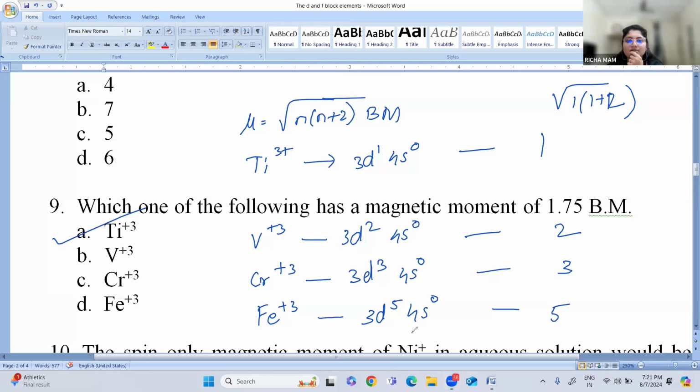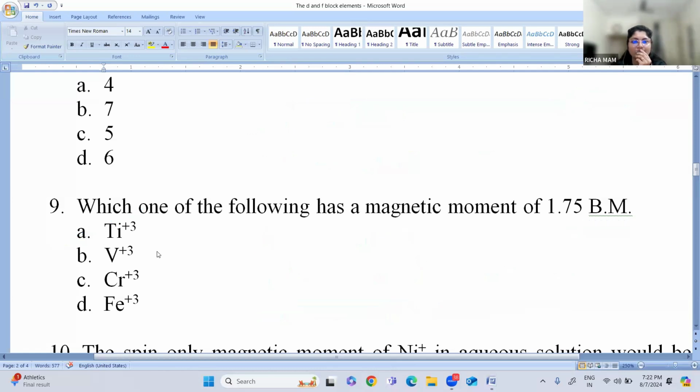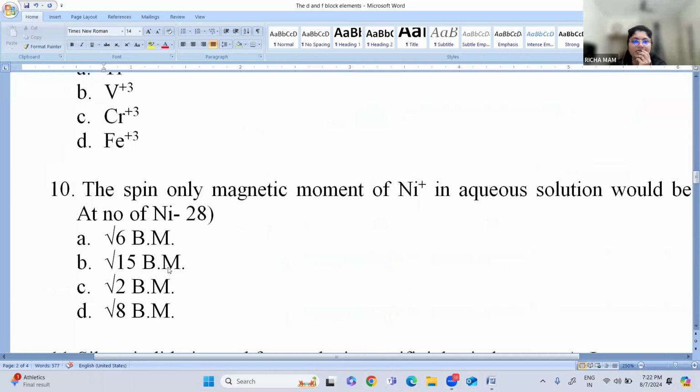First write for titanium. Then loss of 3 electrons, so minus the 3 electrons. That is titanium plus 3. Whatever the number of unpaired electrons are there, put in the formula and see which will come 1.75. So it is option number A. Fine. Let us go for the next one. I hope we have solved 9 questions till now. I hope it is clear.